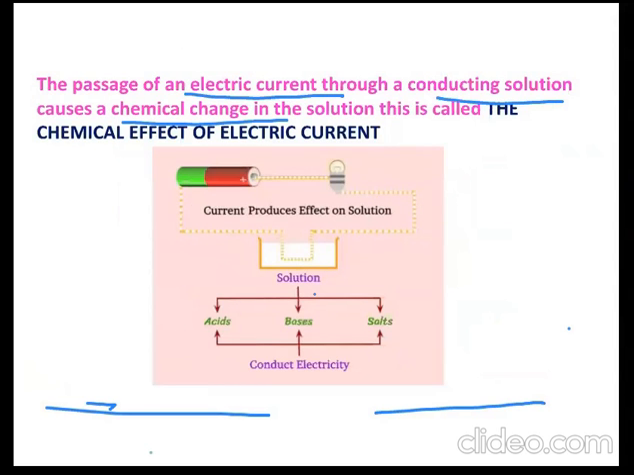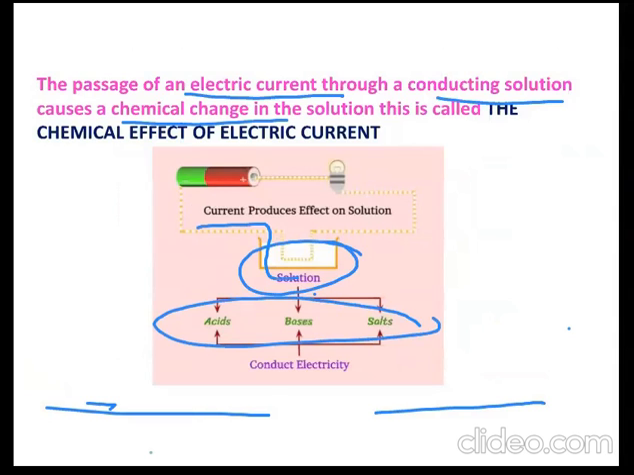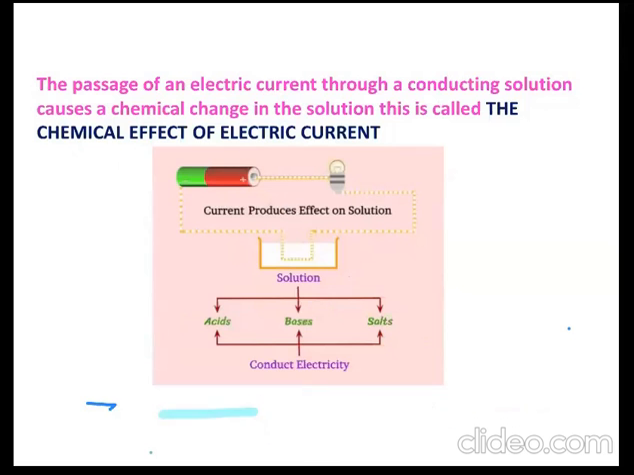When you pass current through a conducting solution, which conducting solution is it? We know it's acid, base and salts. So when we pass current through the conducting solution, some chemical change occurs in the solution, which is known as the chemical effect of electric current.